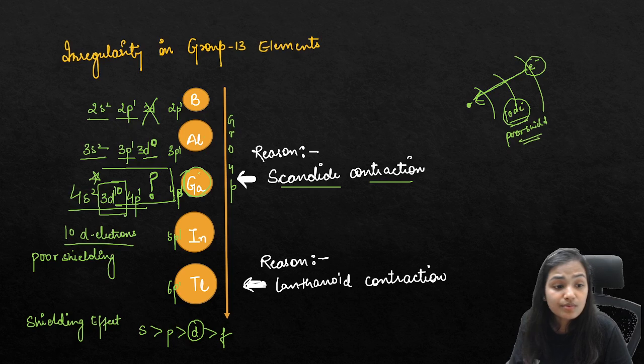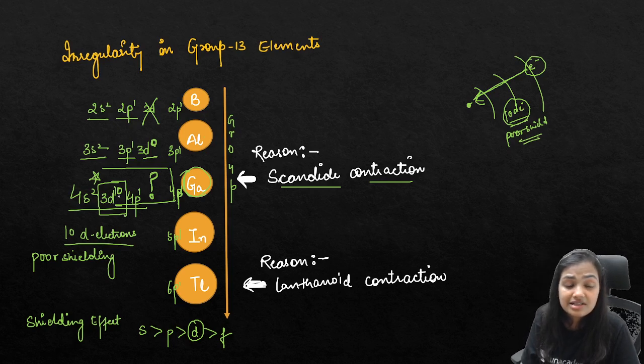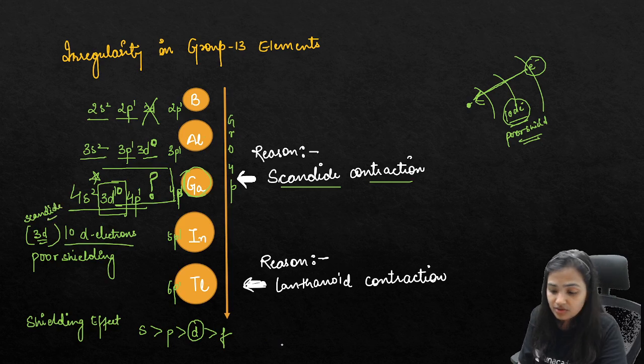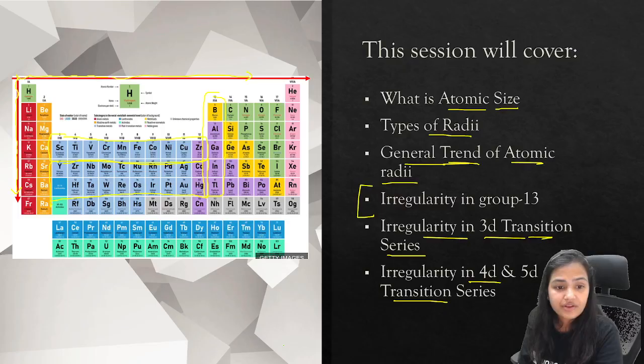And why? Which d10 electrons are they? These are the 10 d electrons of the Scandide series, the 10 d electrons of the 3d series. The 3d series is basically the Scandide series. Okay, let me show you a periodic table. You will be able to focus.